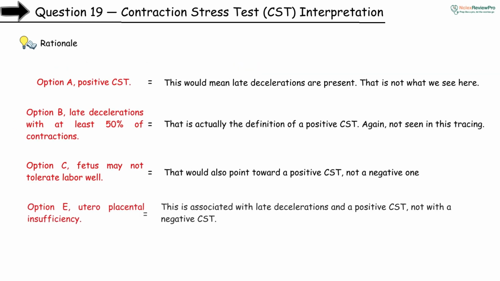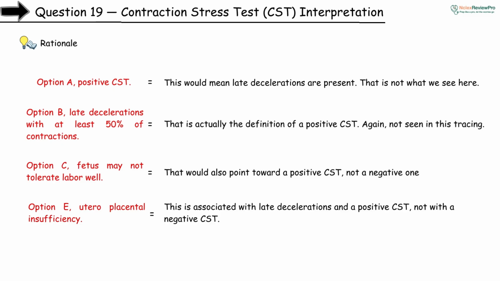Now let's go through the incorrect options. Option A, positive CST. This would mean late decelerations are present. That is not what we see here. Option B, late decelerations with at least 50% of contractions.